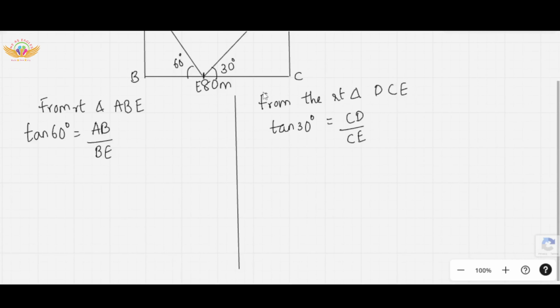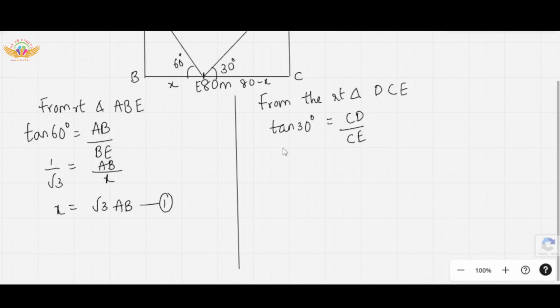So what is tan 60 degrees and what is tan 30 degrees? Tan 60 degrees is 1 by root 3. And what is AB? We don't know. And what is BE? BE also we don't know. So what I'm doing is, if I assume BE as X, then EC will become 80 minus X. So I'm assuming BE as X. So X is equal to root 3 into AB. This is my first equation.